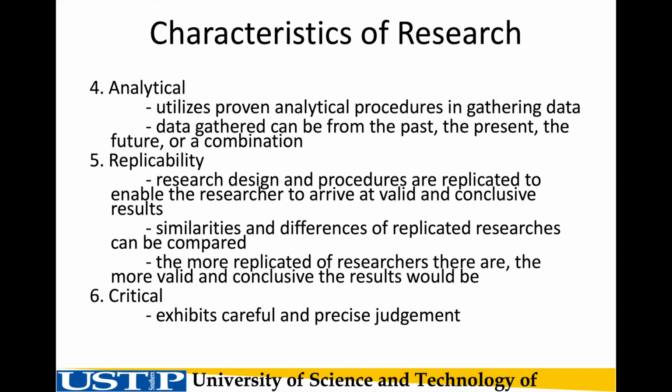Okay, replicability. Research design and procedures are replicated to enable the researcher to arrive at valid and conclusive results. Similarities and differences of replicated research can be compared. Okay, we can do that. We can do research based on our literature reviews. Based on these journals, we can then find similarities and make comparisons. What are the differences based on these existing designs? And we can do research from that. The more replications of research there are, the more valid and conclusive the results would be.